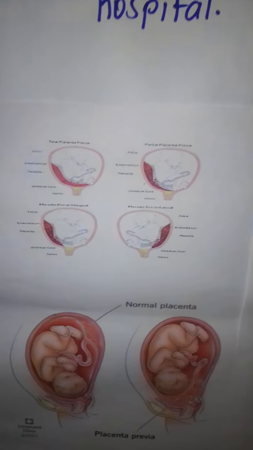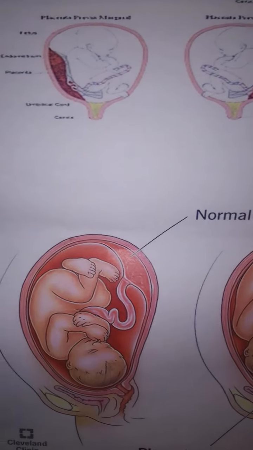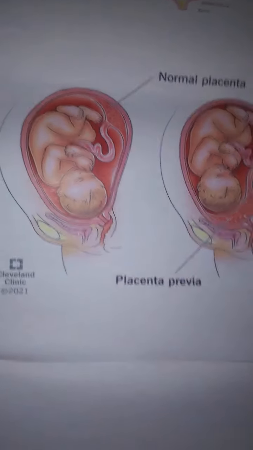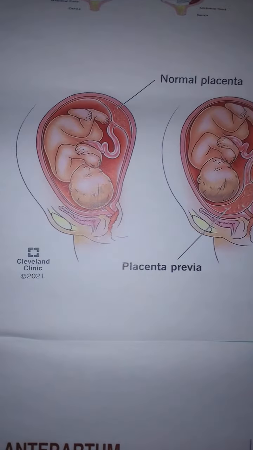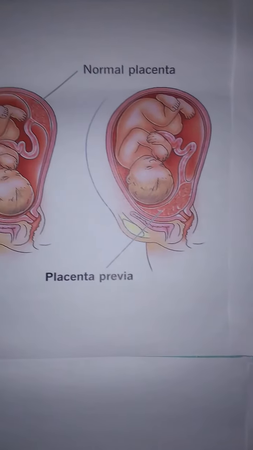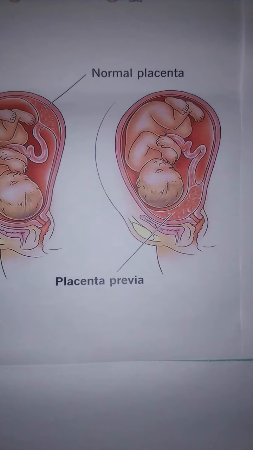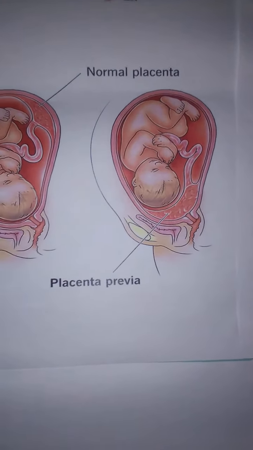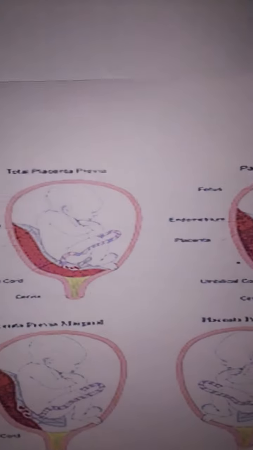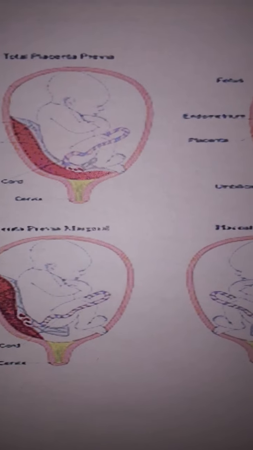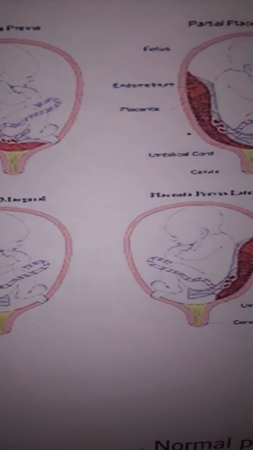This is the normal placenta, and this is placenta previa, where the placenta is lowerly attached. And here are the attachments of the placenta in the uterine segment.